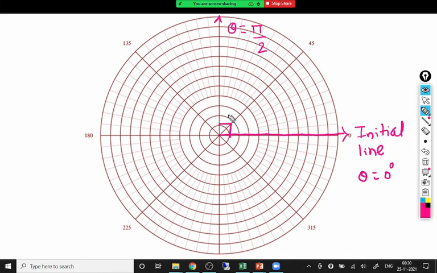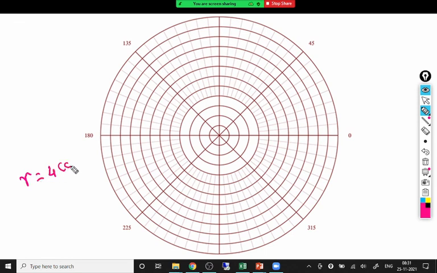Then let me write one polar curve, the equation of one polar curve. Say I have to draw r equal to 4 cos theta. If you observe this equation carefully, it is a relation between r and theta only. So this is the polar equation, and we have to draw that curve. Anyone guess what it will represent? r equal to 4 cos theta.